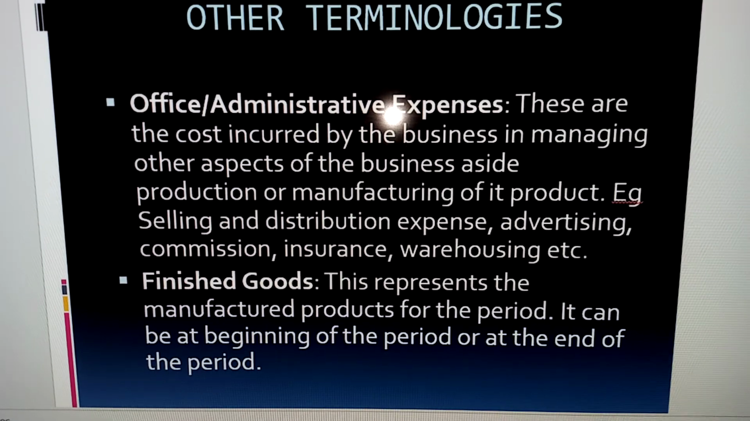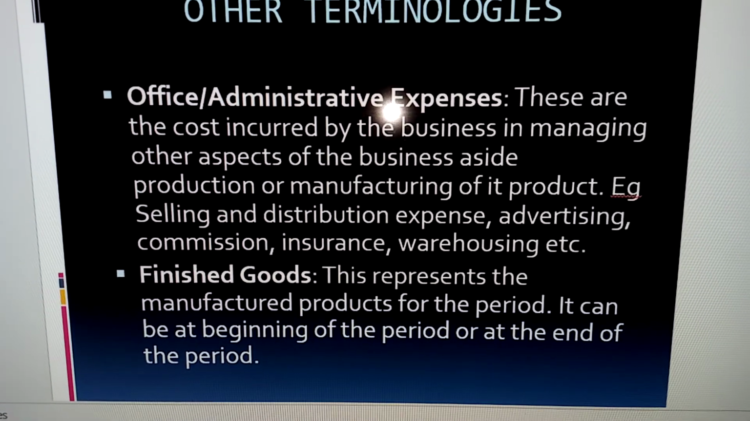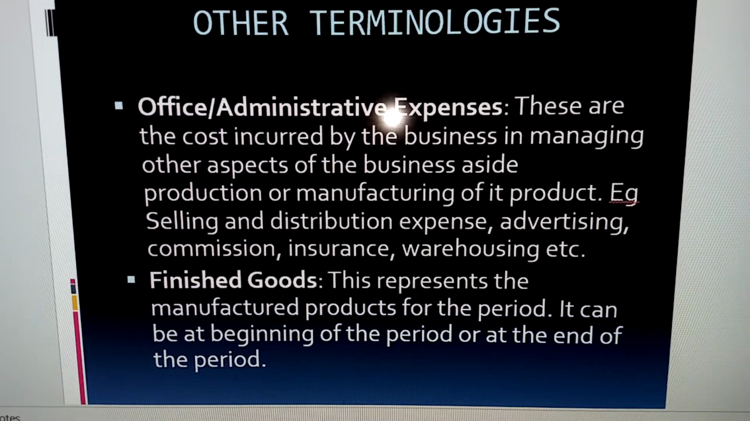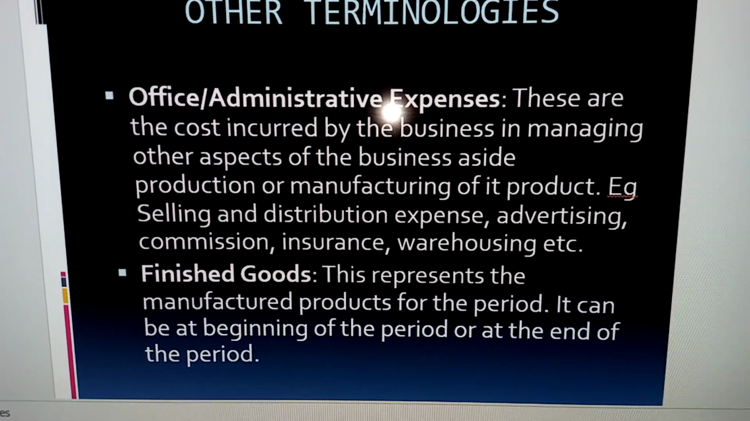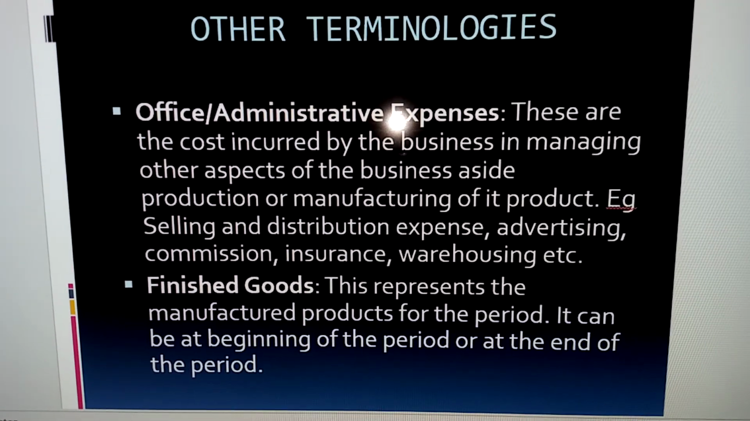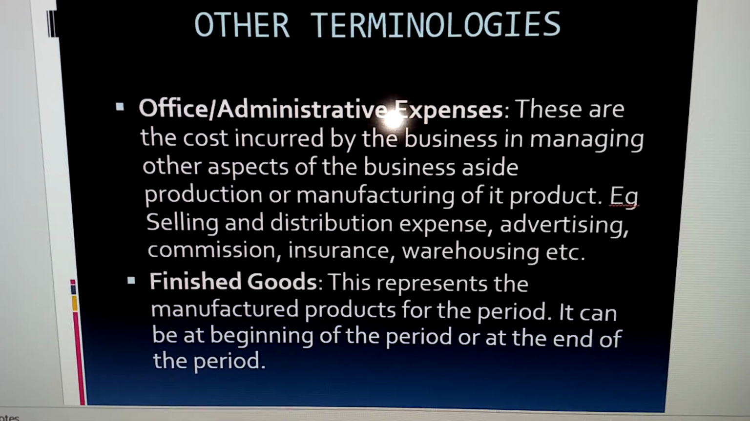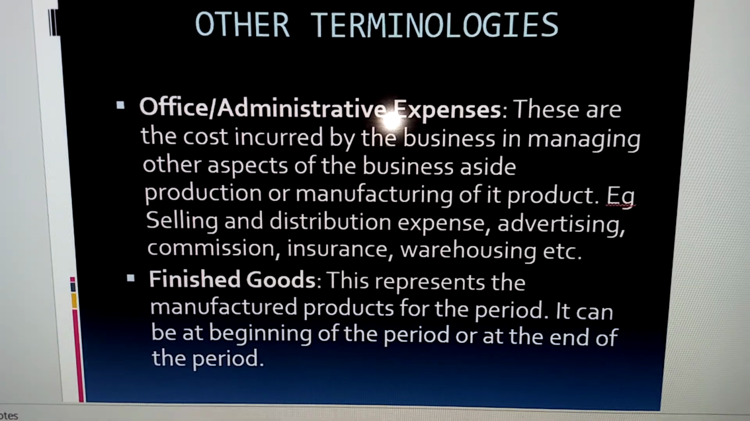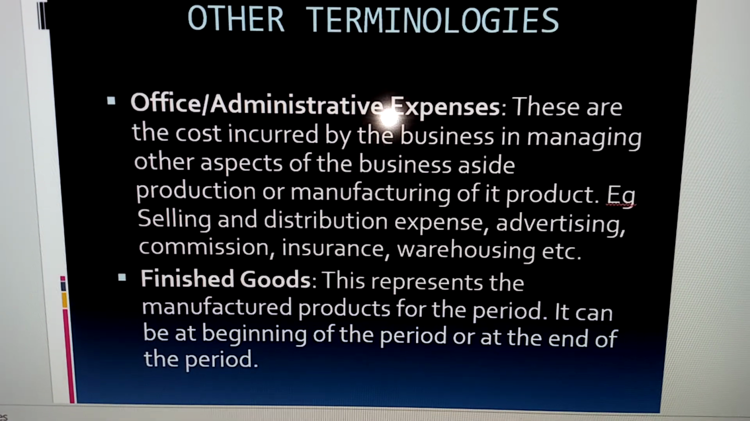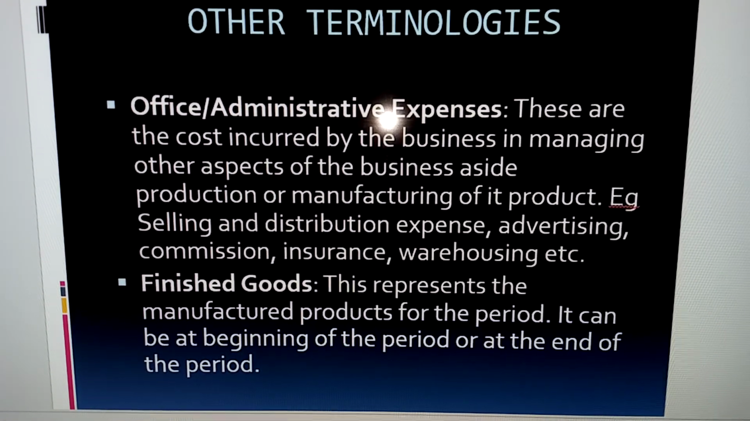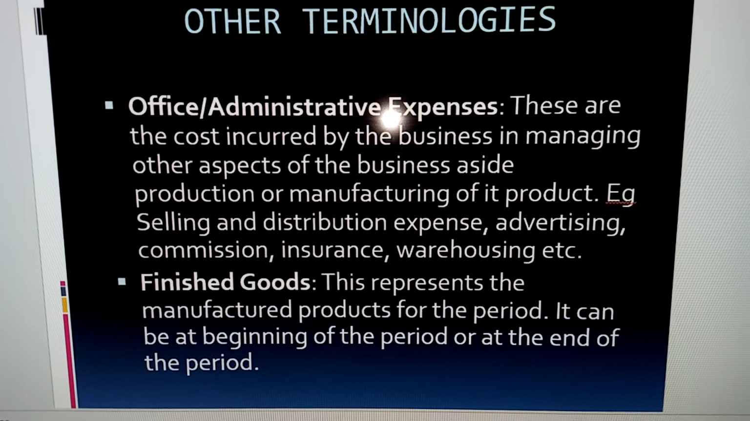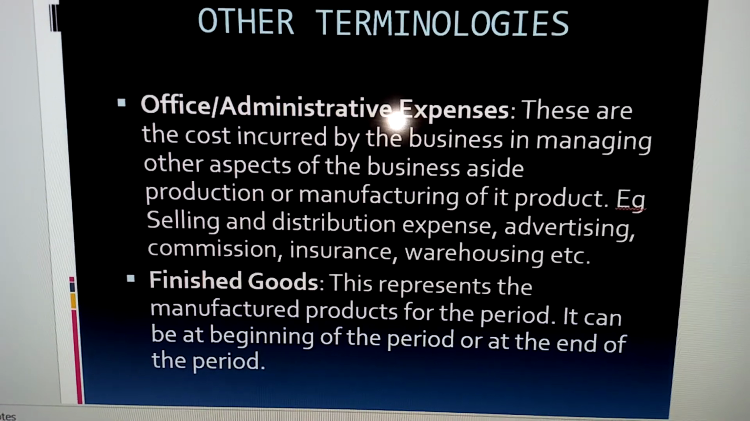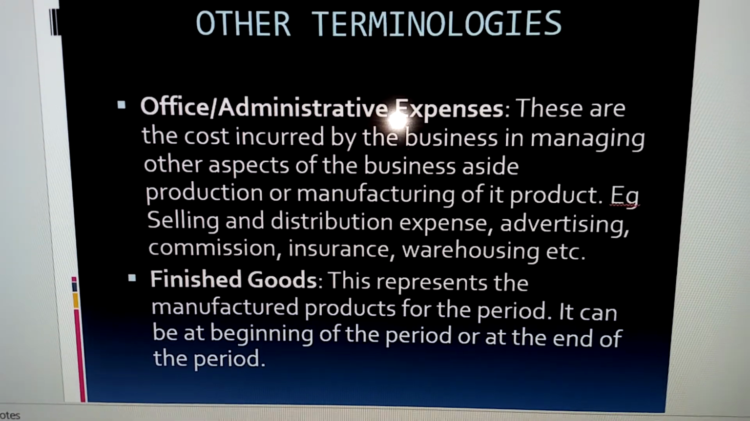So we have finished goods. Finished goods represent the manufactured product. We talk about work in progress as the unfinished product. So when the products are completed, they are referred to as finished goods or finished product or manufactured product. The cost associated with the finished goods or manufactured product is referred to as the goods completed. So finished goods represent the manufactured product for the period, or the completed product for the period. We can have finished goods at start or finished goods at end. Remember, it is the finished goods that are distributed or sold to the final consumers.